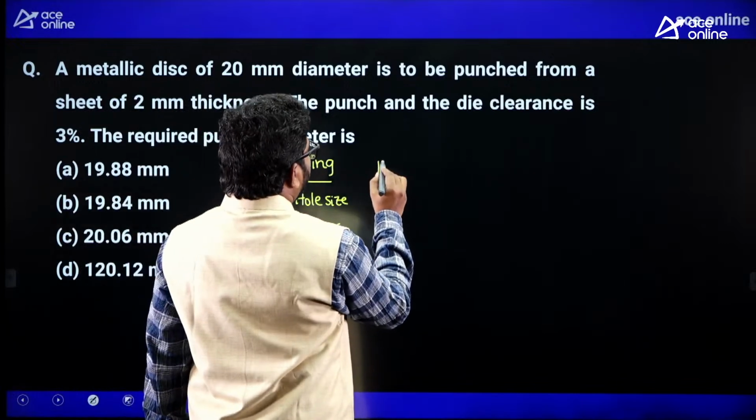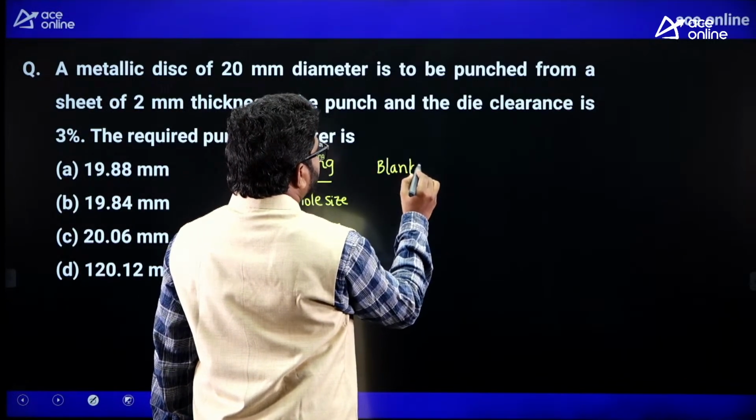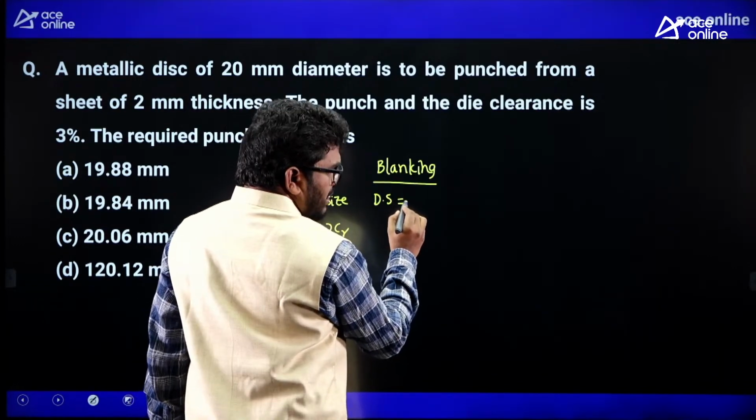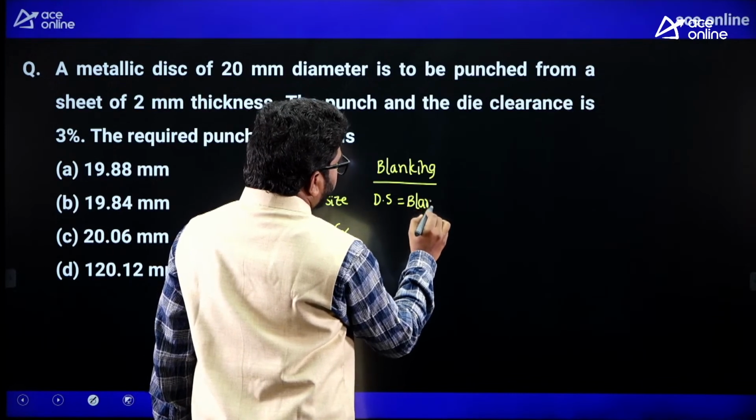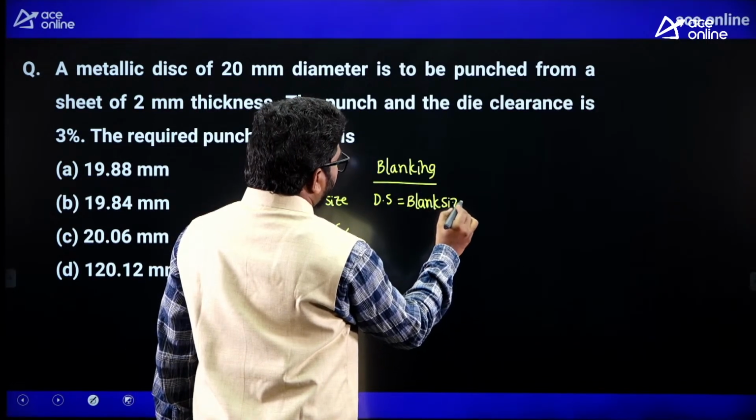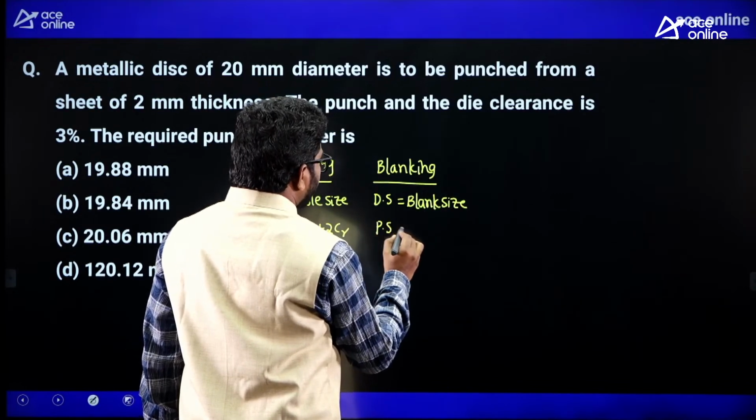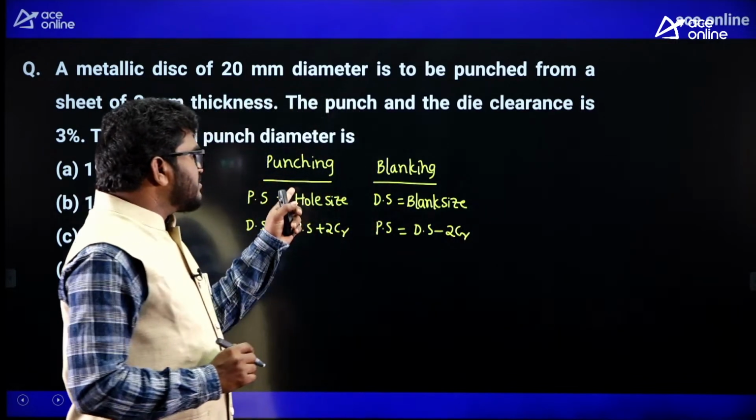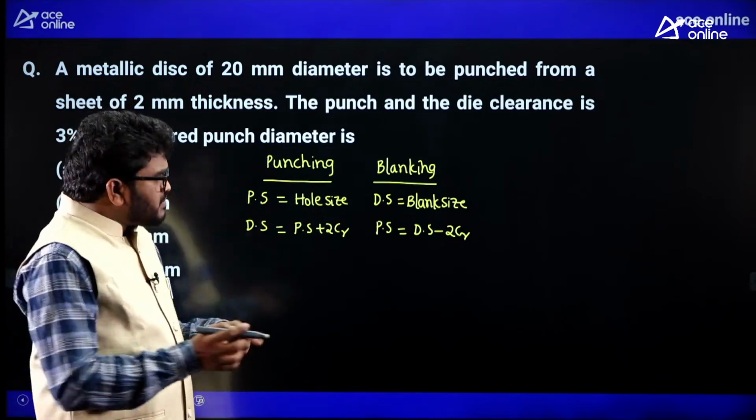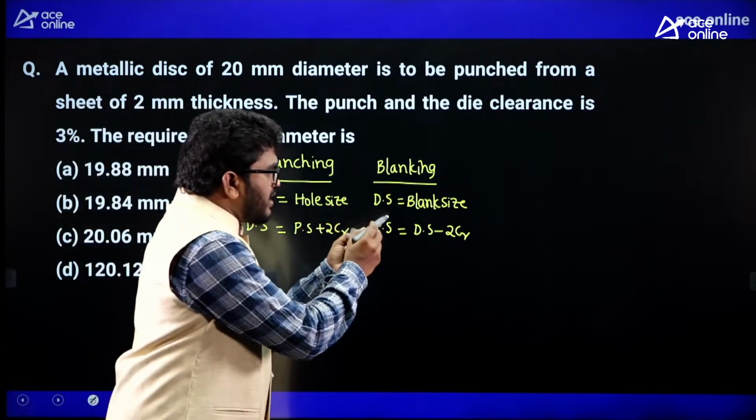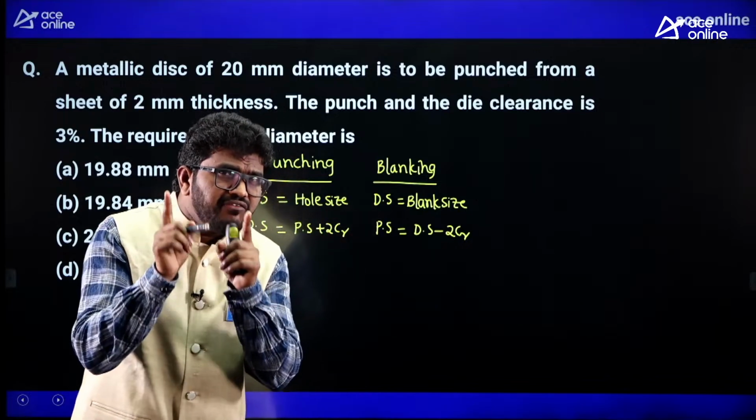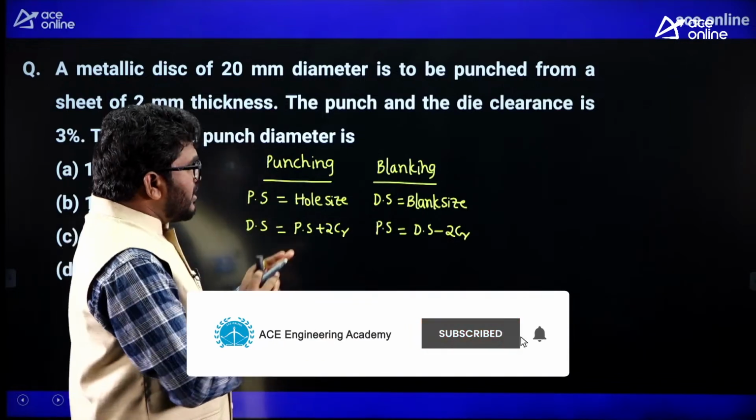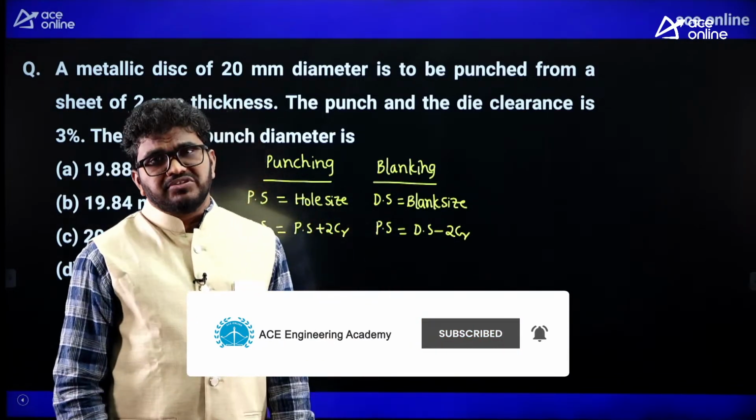In case of blanking operation, remember, die size is equal to blank size, or coin size. Punch size is die size minus 2 into clearance. So remember, in case of punching, clearance is provided on die. In case of blanking, clearance is provided on punch. Very, very important.